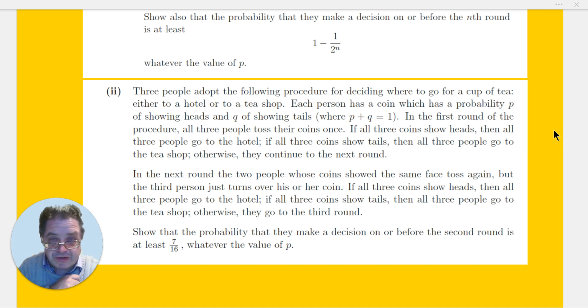If now all 3 coins show heads, they go to the hotel. If they show tails, they go to the tea shop. Otherwise, they move to the third round. And the question is to show the probability they make a decision on or before the second round is at least 7/16.